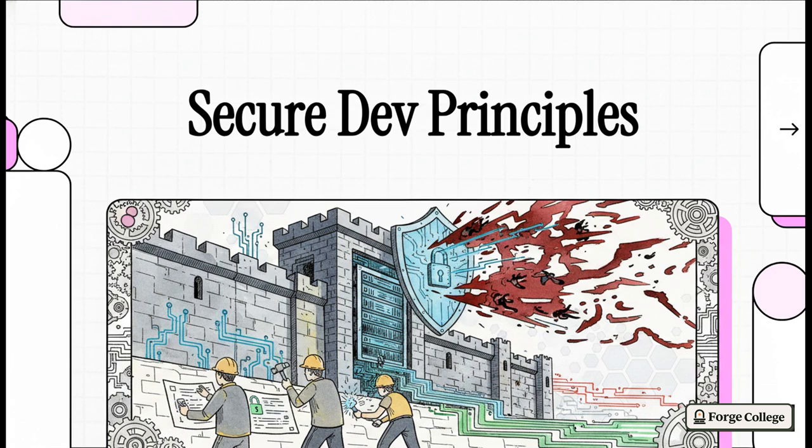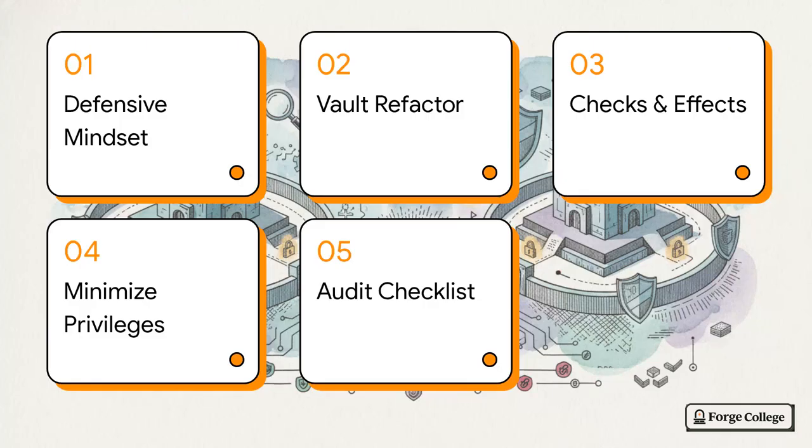We are going to look at exactly how you should be drafting your contracts to keep the hackers and, honestly, your own sleep-deprived 2 a.m. coding mistakes at bay. Here is the master schematic for today's build, drawn out for us here. We'll start with the defensive mindset, then look at a vault refactor, unpack the golden rule of checks and effects, discuss minimizing privileges, and finally, wrap up with your audit-ready checklist.